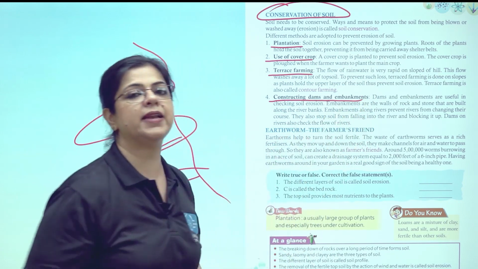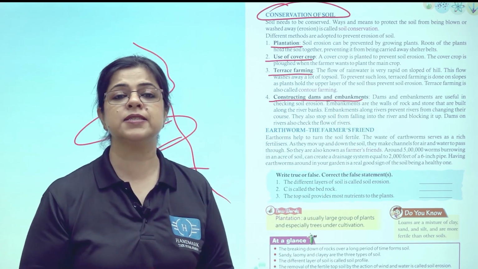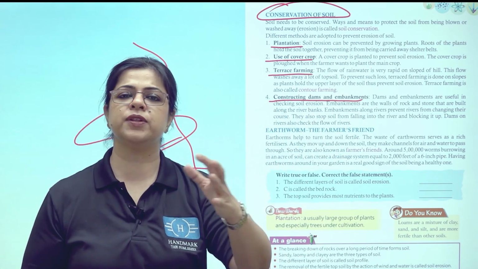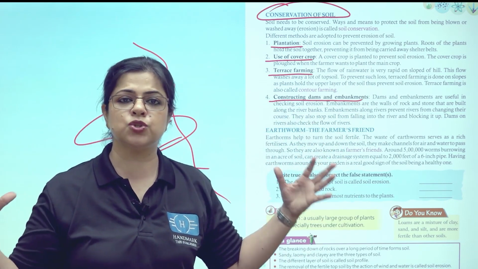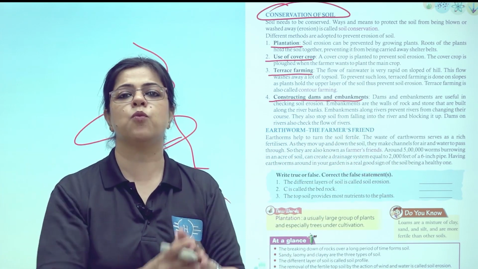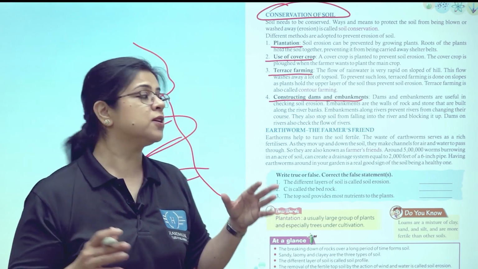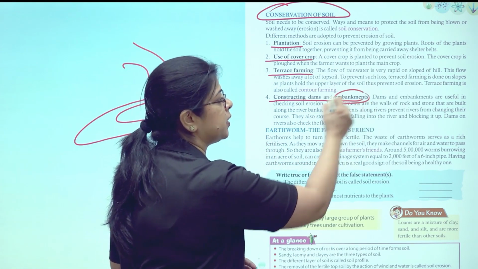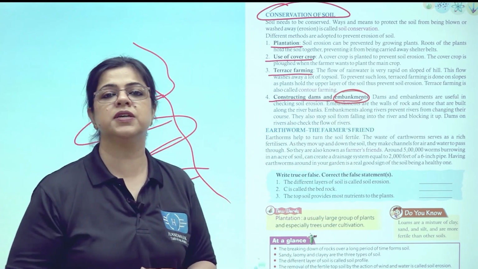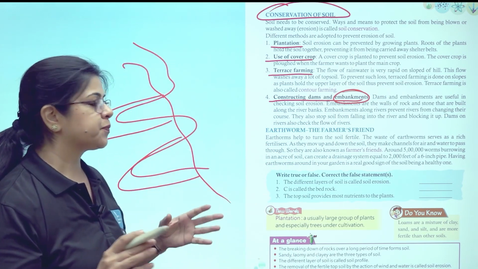Constructing dams and embankments. So during the time of heavy rains, when the water flows down with a very high speed, the soil on both sides of the banks of the rivers is usually washed away. So when we construct dams and we build strong boundaries along the bank of the rivers, we can prevent this soil from being washed away.